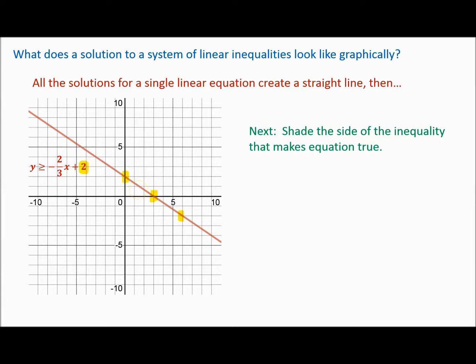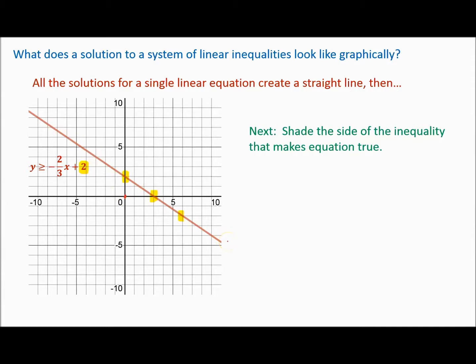Now, the next thing we have to do over here in green is shade the side of the inequality that makes it true. Now, how do we figure that out? Well, here's what you do. You pick a point that does not lie on this line. I always use 0, 0 if I can. And 0, 0 right here does not lie on that line.